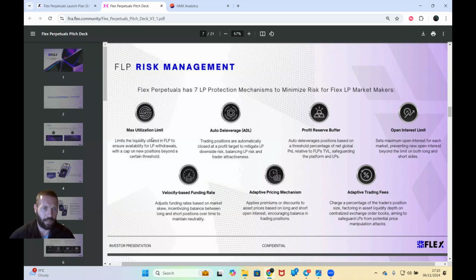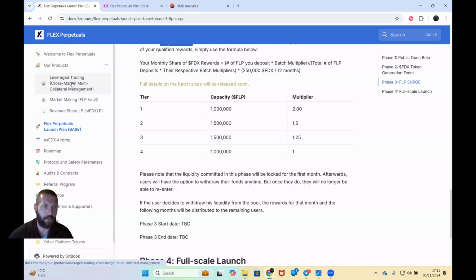So we've got max utilization, so only a certain amount of the FLP can be utilized at any moment in time. If someone then wants to try and open a trade after that utilization limit is met, then they're not going to be able to. We've got auto deleveraging, so if there's downside risk to the FLP and that gets larger than a certain threshold, then we can start closing out positions, starting with the positions that are in the highest amount of profit first. I'm not going to go through all of these, but have a good read through those. They're also detailed in the documentation.